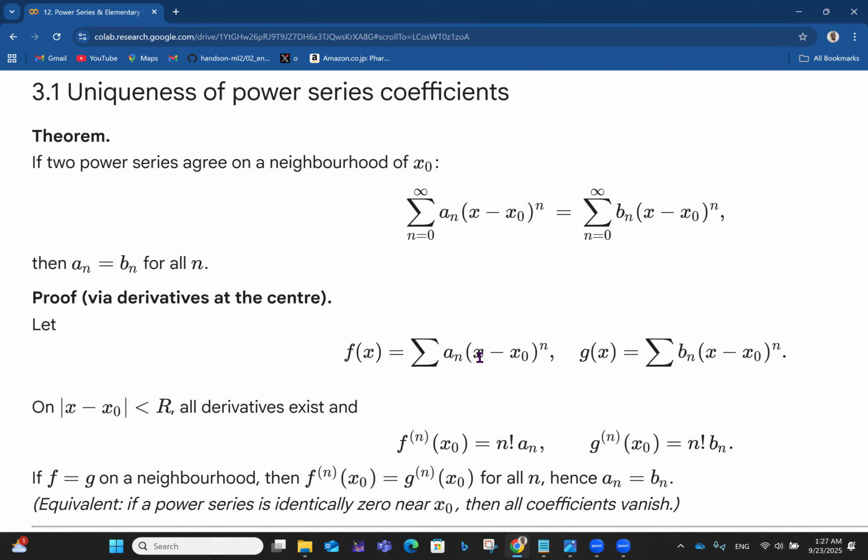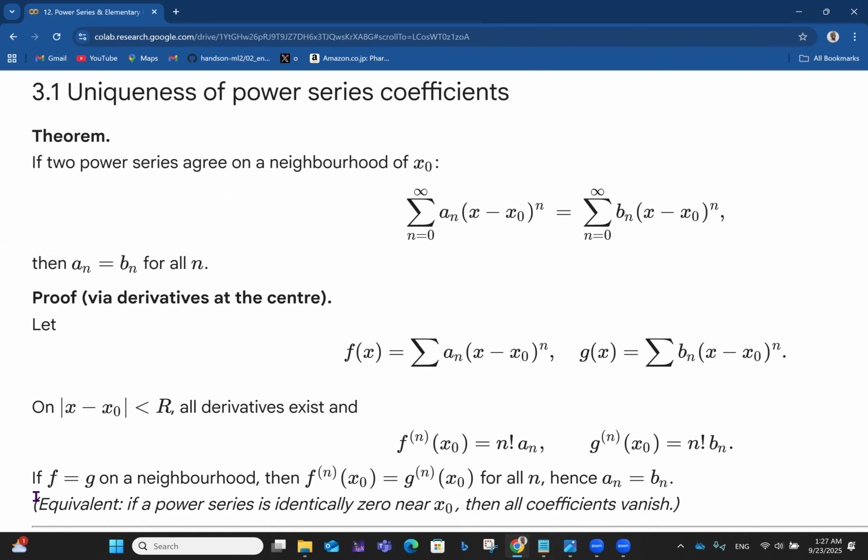Let f of x be the summation of a_n times (x minus x naught) raised to the power n, and g of x be the summation of b_n times (x minus x naught) raised to the power n. On the interval where the absolute value of x minus x naught is less than r, all derivatives exist. Then the nth derivative of f evaluated at x naught gives us n factorial a_n, and the nth derivative of g evaluated at x naught gives us n factorial b_n.